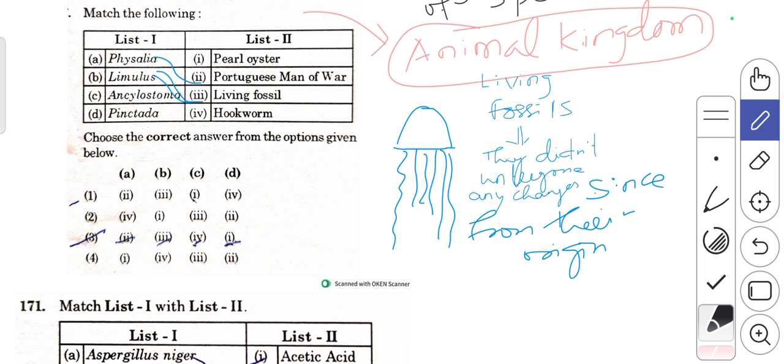Then Ancylostoma, the example for hookworms, that is Aschelminthes. Then the last one, Pinctada, the best example for pearl oyster. Pinctada vulgaris is the scientific name of the pearl oyster. So the answer for this question: Physalia 1, Limulus 2, Ancylostoma 3, Pinctada 4. So this one will be the right answer for this question. So next one.